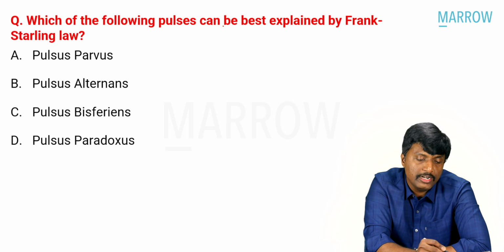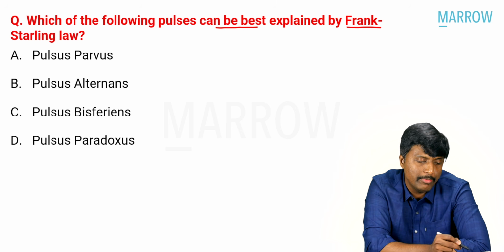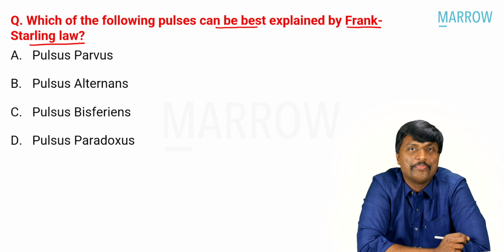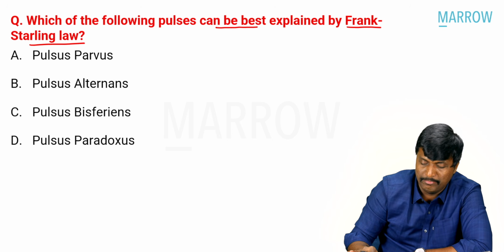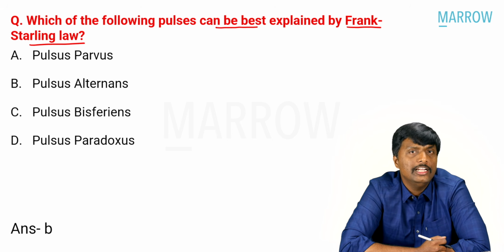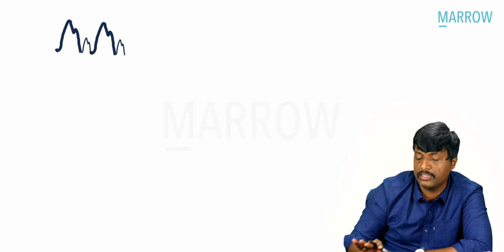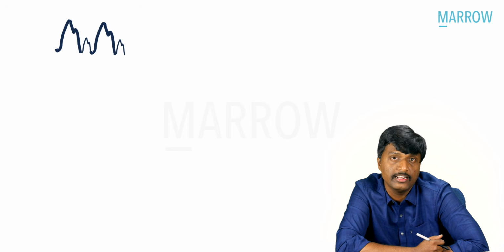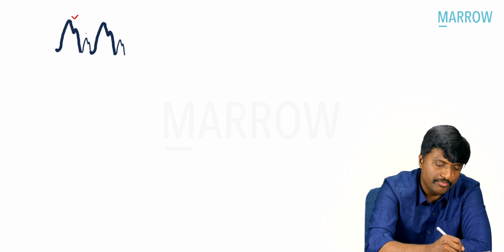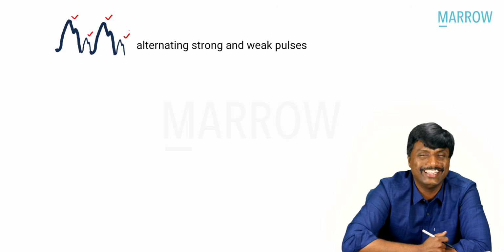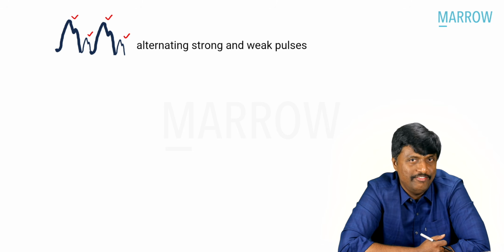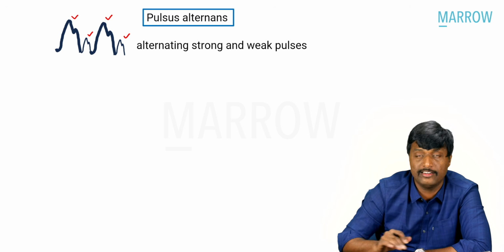Which of the following pulses can be best explained by Frank-Starling law? A very beautiful question indeed. No doubt the answer is pulsus alternans. I'll show you the picture. A pulse waveform recording. How does pulsus alternans look? Very clear. What are you observing, guys? A strong pulse, a weak pulse. A strong pulse, a weak pulse. Alternating strong and weak pulses. We call this pulsus alternans.